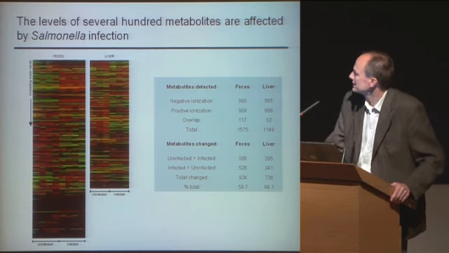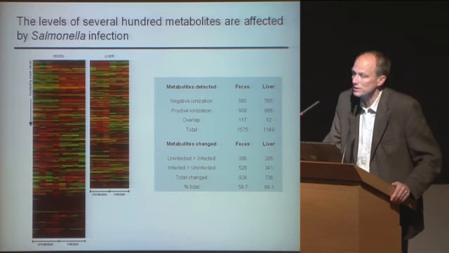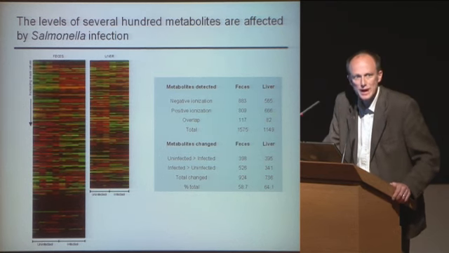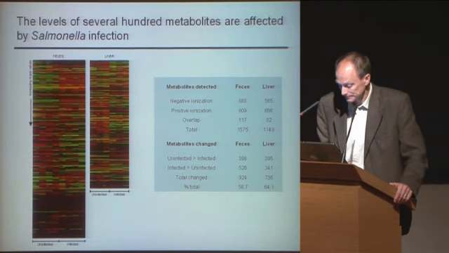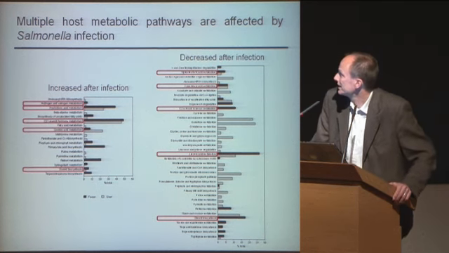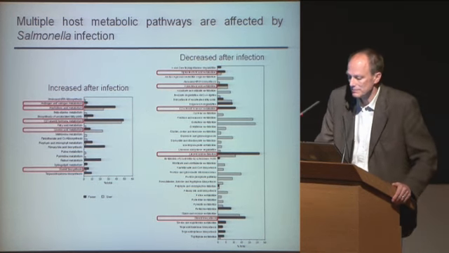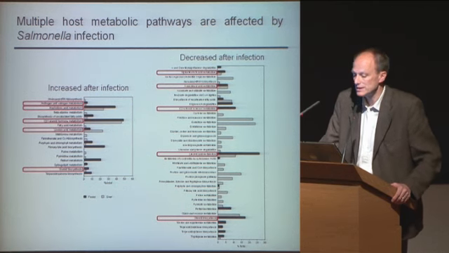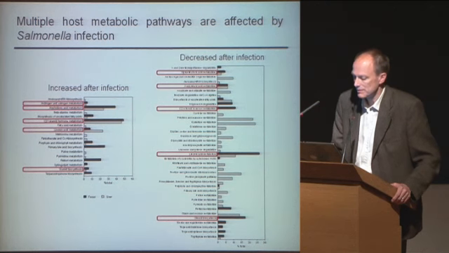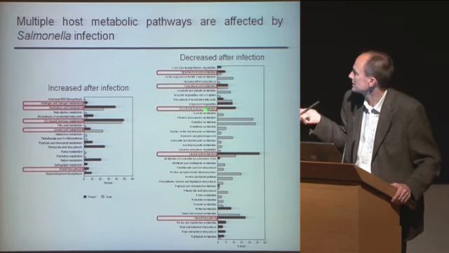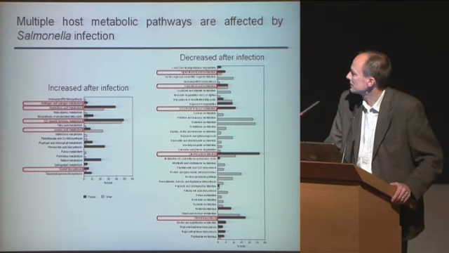So we're talking 60% plus of all the small molecule host metabolites that we could identify are being affected during this infection. What are they? You're probably not going to be able to read this, but basically there are a whole bunch of different things. There's arachidonic acids, for example. There's sterol metabolism, all sorts of different metabolic pathways that are being affected.